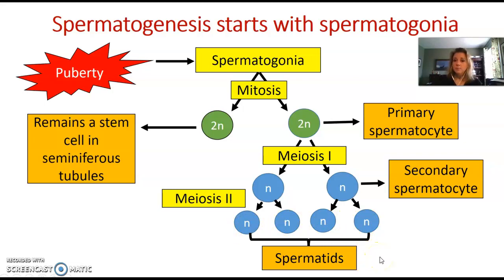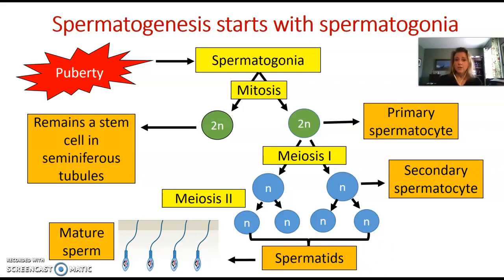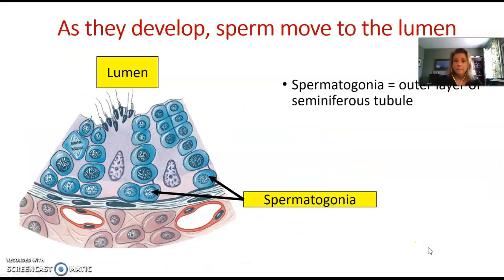That produces 4 daughter cells of equal size, and each of these daughter cells is genetically unique. These are called spermatids, and these are the cells that are going to undergo spermiogenesis in order to produce mature sperm. So the spermatogonia are starting in the outside portion of the wall of the seminiferous tubules, in the outer layers.